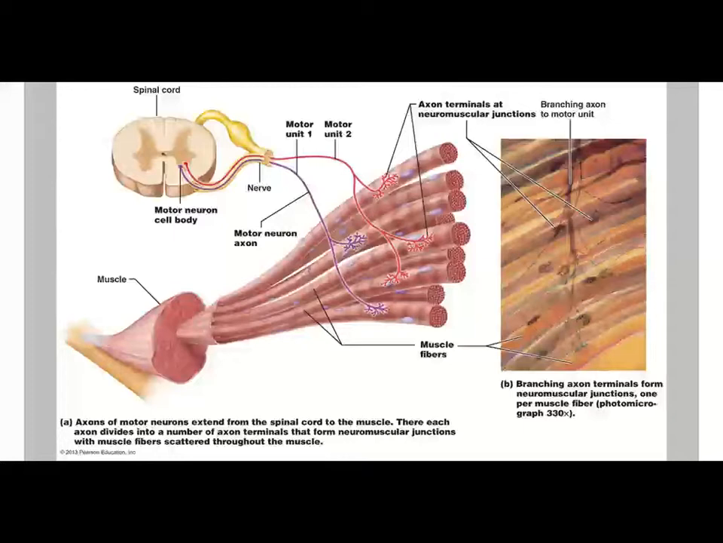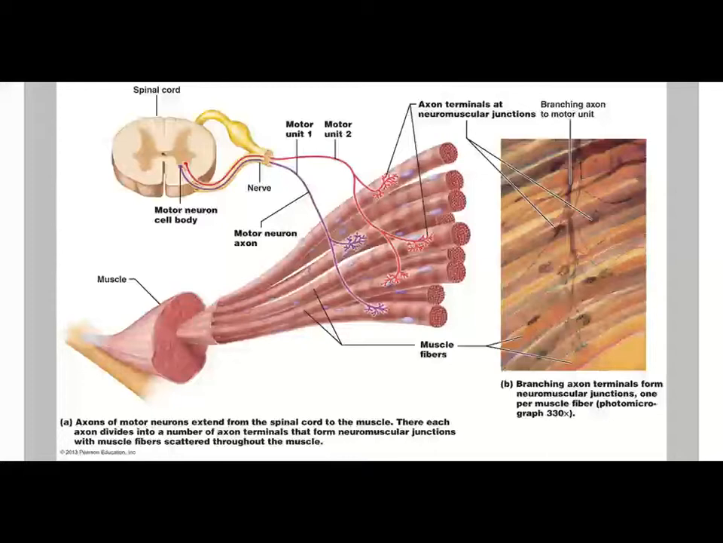So what happens when we are trying to contract a muscle? If an electrical stimulus, if an action potential is sent through this purple neuron, motor unit 1, then the 2 muscle cells that they attach to are going to contract, but none of the other muscle cells will contract, only the 2 that motor neuron 1 is attached to.